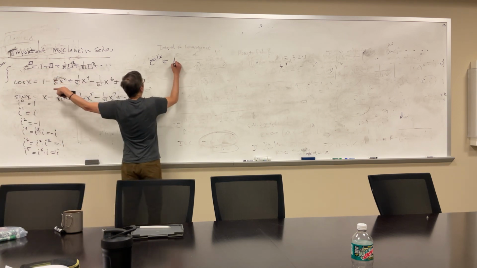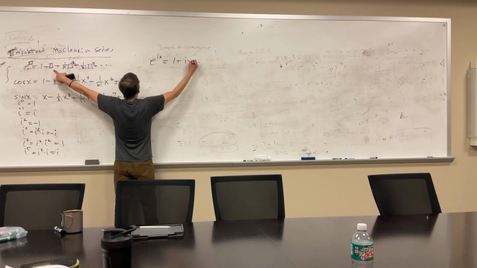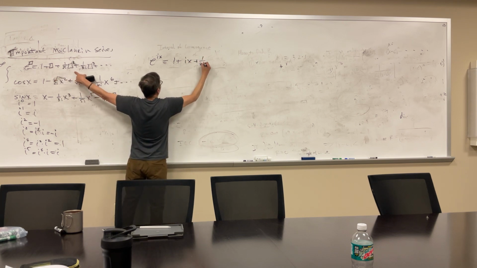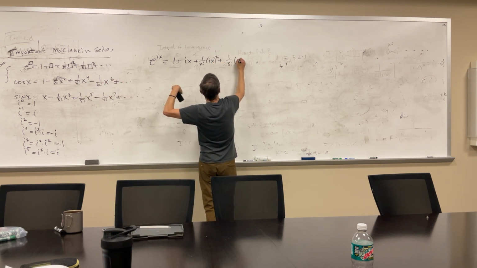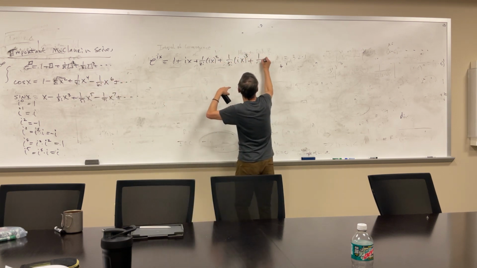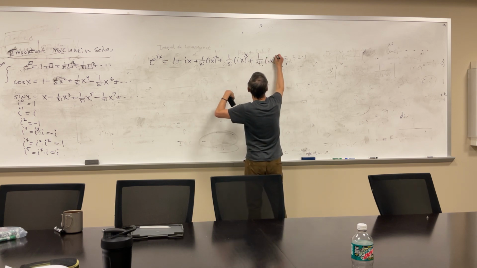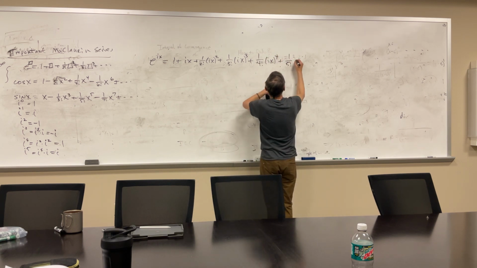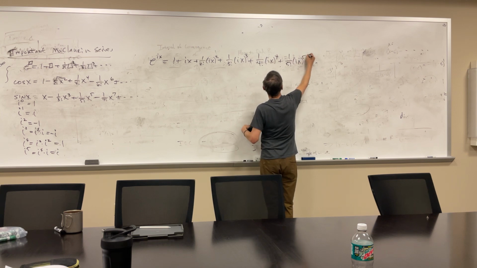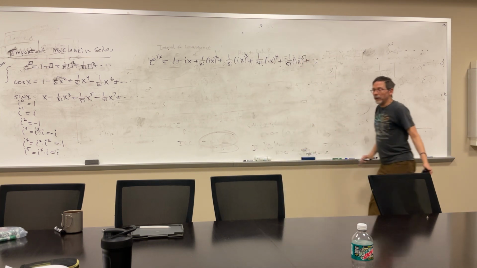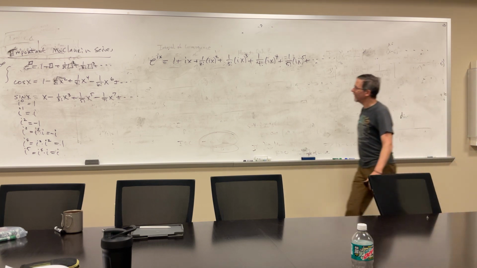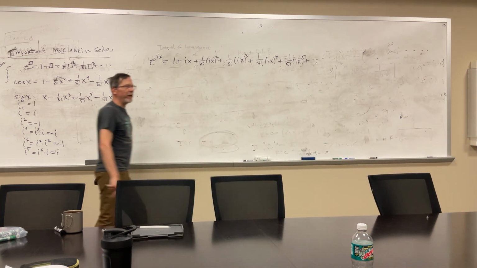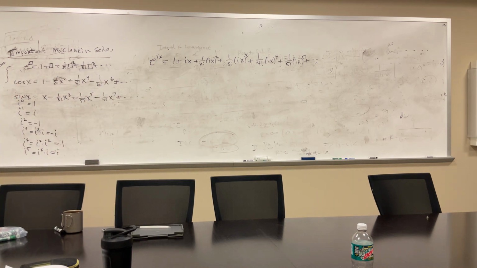So we get 1 plus ix plus, let's write it out real carefully here, 1 over 2 factorial ix squared plus 1 over 3 factorial ix cubed, 1 over 4 factorial ix to the 4th. And honestly, this is the only reason I even teach this class, is to show you this. I just can't be complete without it, I would have been so sad. Does this make sense where I'm getting that formula from? Taking the e series and replacing the x with ix.